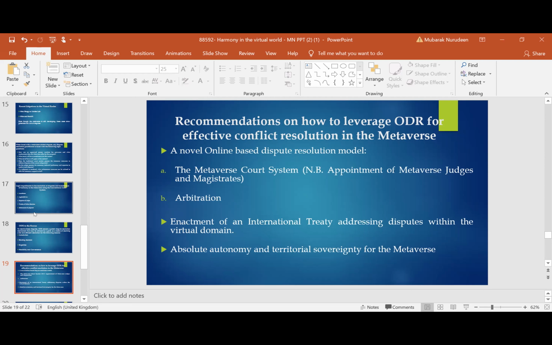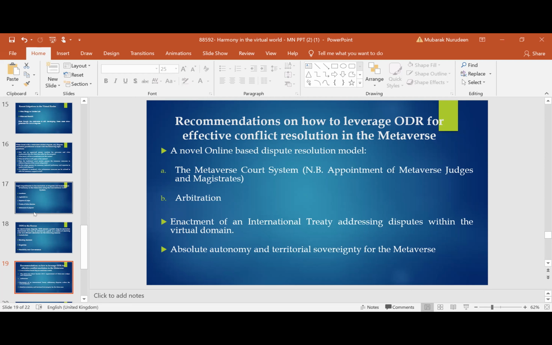So when states or countries become state parties to this international treaty, any judgment that is handed down by a metaverse court will be capable of being enforced against any party or any user on the platform in any other country of the world who is a state party to the treaty. Now, the last one would be the absolute autonomy and territorial sovereignty for the metaverse. So we're basically going to recognize the metaverse space as an entity different from the real world. It's going to be completely different.